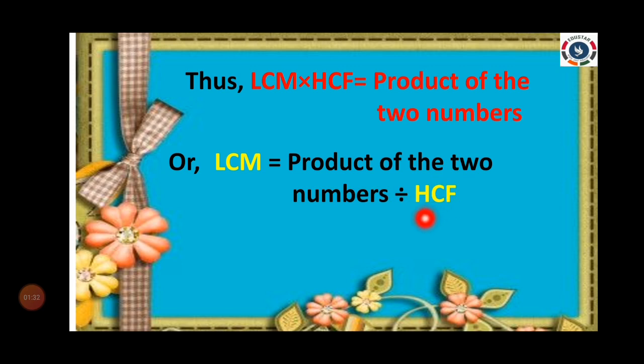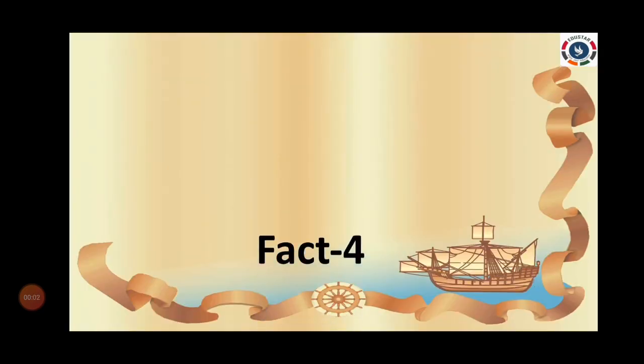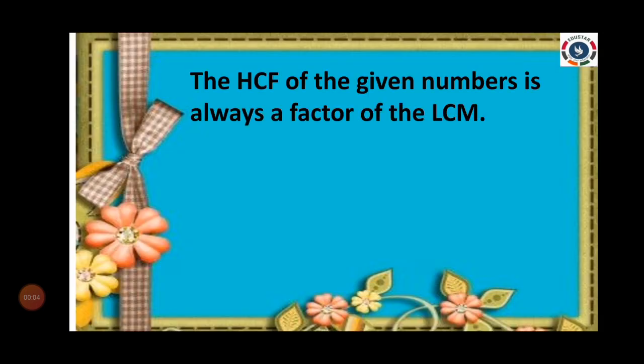Suppose they are asking to find HCF, given the value for LCM and the product of the two numbers, you can use HCF is equal to the product of the two numbers divided by LCM. You should study the formulas thoroughly, which will help you to do the word problems. Next we are going to study fact 4. The HCF of the given numbers is always a factor of the LCM. I am going to explain through an example.